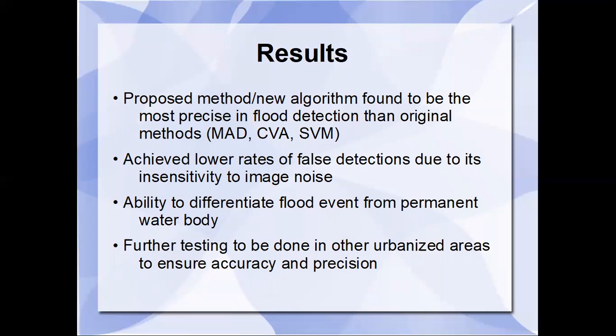This new method achieved lower rates of false detections, as you guys could see in that last image that I showed, due to its insensitivity to image noise. It also had the ability to differentiate flood events from the permanent water bodies. And they did propose further testing in other urbanized areas to ensure the accuracy and precision of their method.